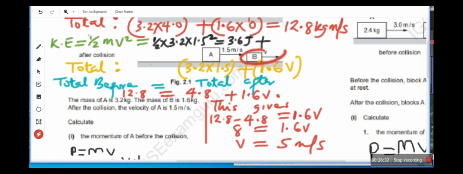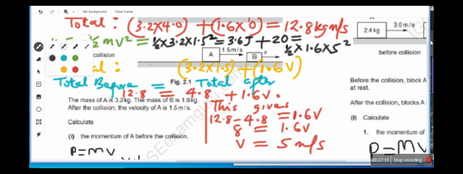We are working on after now. Half times... you know why we are using 5? Because the speed of B we have found is 5, isn't it? So that's 3.6 plus 20. So what does this give? Okay, let me even put this in a bracket. Equals 23.6.